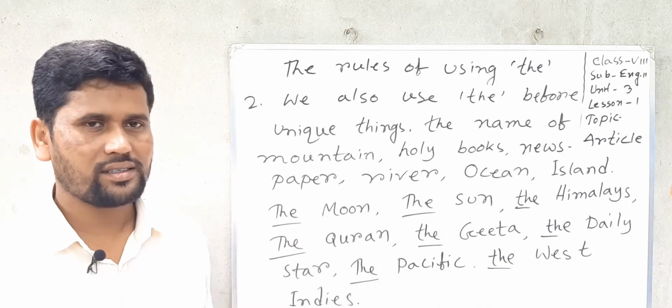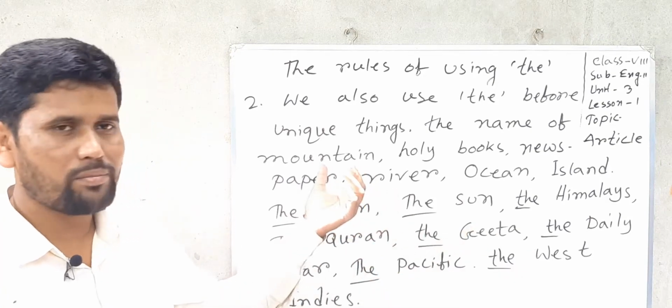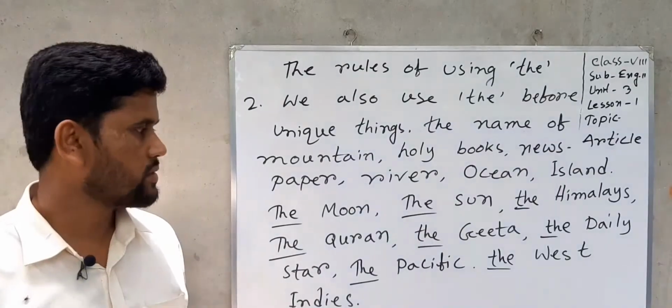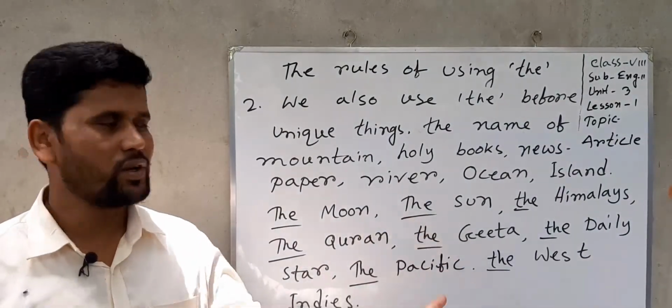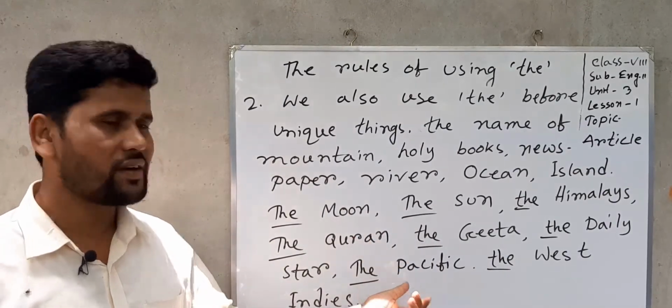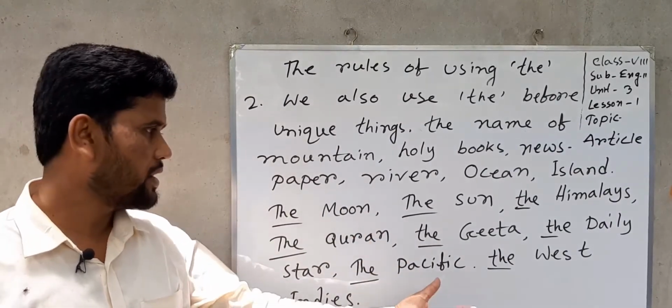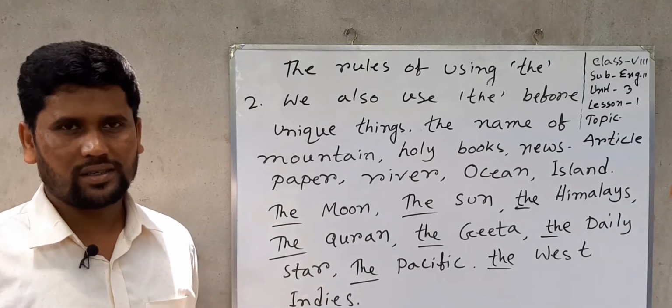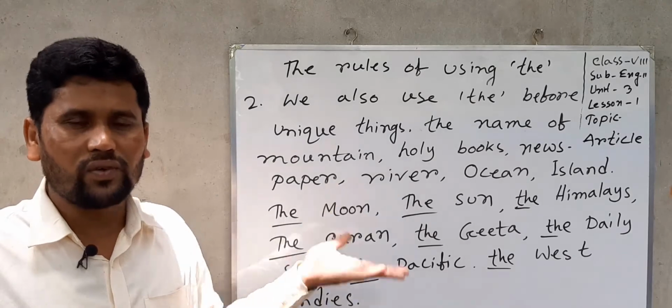The sun, the Himalayas, the name of mountains, the Quran, the name of holy books, the Gita, the name of holy books, the Daily Star, the name of newspapers, the Pacific, name of ocean, the West Indies, name of a group of islands. So we use the before these words.